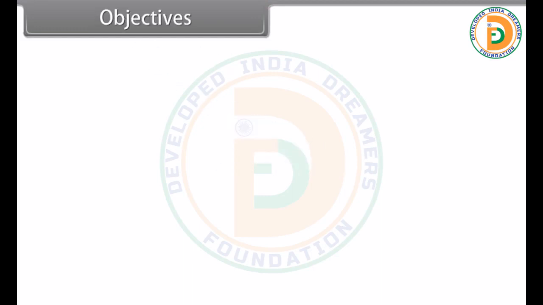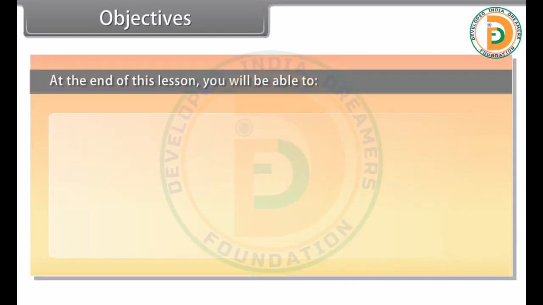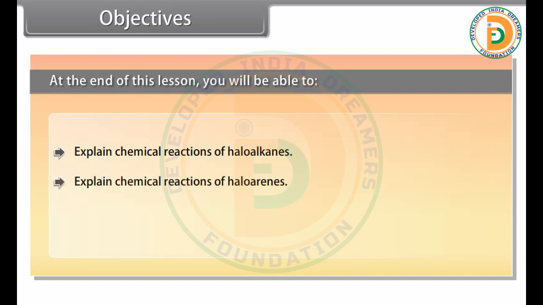Objectives. At the end of this lesson, you will be able to explain chemical reactions of haloalkanes, explain chemical reactions of haloarenes, describe polyhalogen compounds.